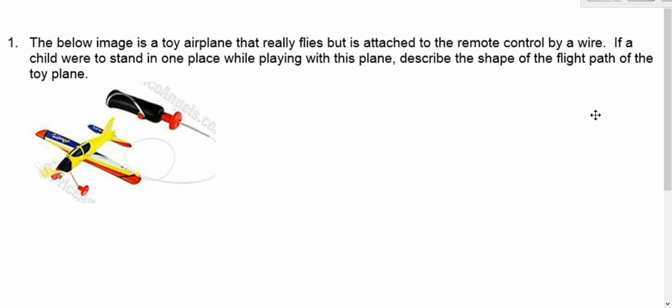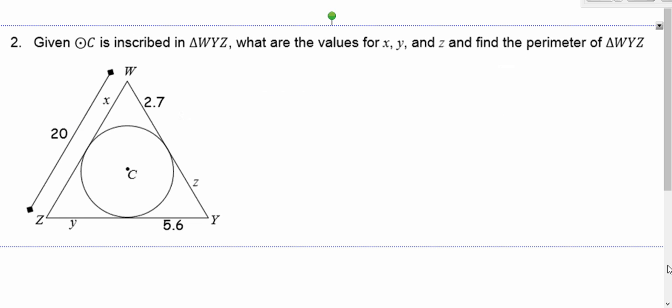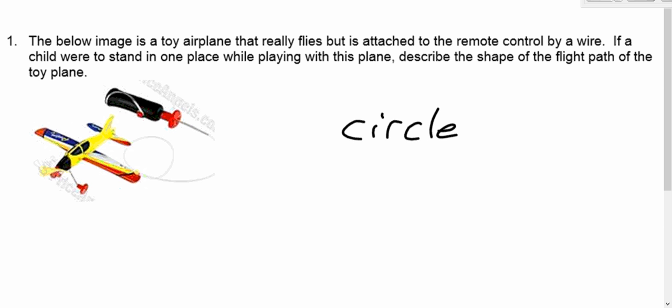If you're standing still, the only thing it can do is fly around in a circle. So the flight path would just be a circle. It can circle around the top of the head of the kid. And that's exactly what they do if you ever see one. The reason for that is that the wire acts like the radius, the controller acts like the center, and all it can do is spin around just like a compass would or anything else.